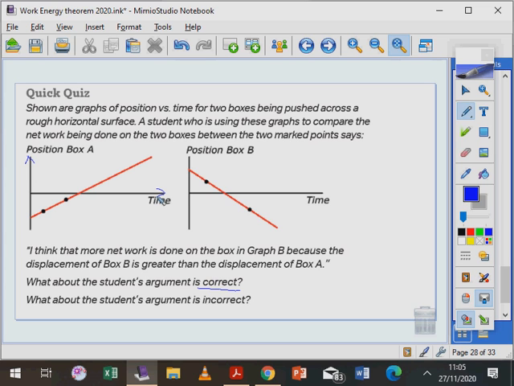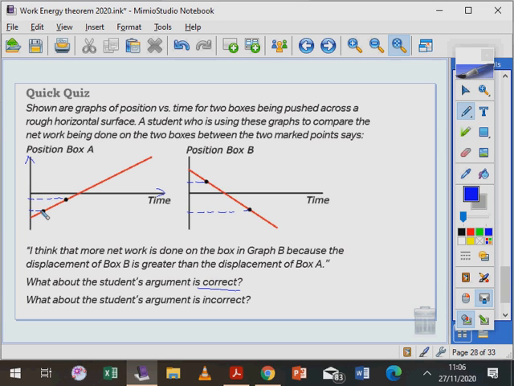Yes, Joe. Isn't the displacement of box B greater because the distance between the two marked points is greater? Okay, so good point, Joe. Let's look at the change in position between these two points, versus the change in position between those two points. Why do we have a bigger change in position in box B? So since that's a bigger change in position, what do we expect about the work done?